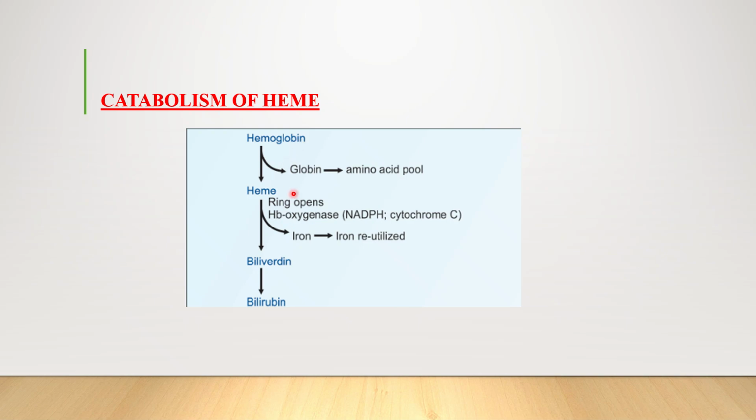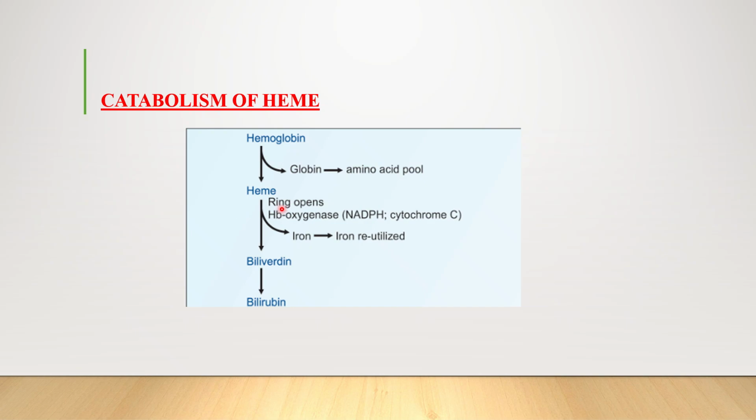So, what happens to hemoglobin? Initially, hemoglobin will break into heme and globin. The globin part, as you all know, is the protein part, and proteins are made up of amino acids. So when the globin chain breaks down, you will get amino acids, and those will move into the body's amino acid pool. Now, what happens to the heme?